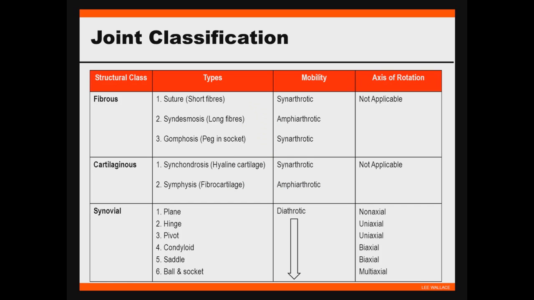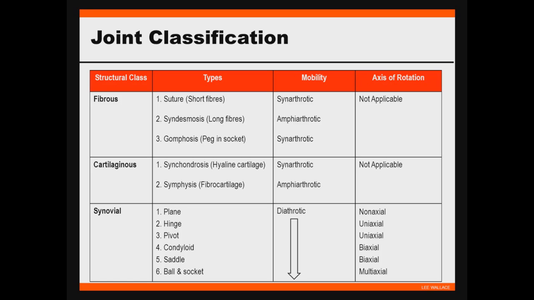So now that we have all the information, when asked to classify a joint, we must make reference to each of the following sections: structural class, types, mobility, and axis of rotation. So when dealing with fibrous and cartilaginous joints, we only need to worry about the first three sections, so structural class, types, and mobility. However, when we're talking about a synovial joint, we must remember the fourth type. So it'd be structural class, types, mobility, and also the axis of rotation.